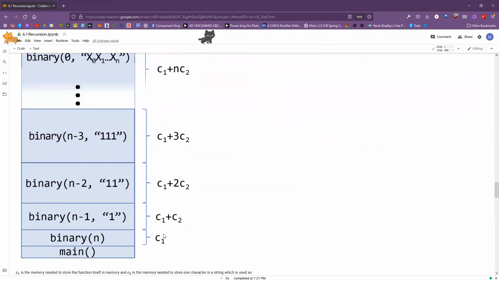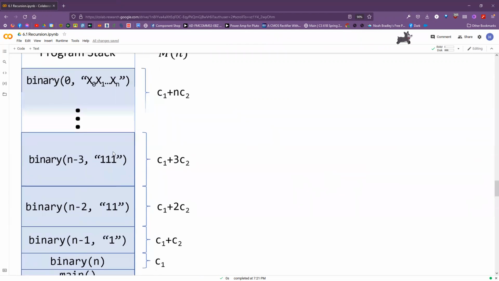Yung initial na call natin will be some constant C1. And the next level will be some constant C1 plus additional space to store yung temporary na variable natin na nagsustore ng current na binary number na tinitignan. So yung C2 na to, lumalaki siya after each function call, as you can see here. So dito 1, dito 2, dito 3. And eventually, pagdating natin ng n digits na number, meron tayong n times C2 na term here for the memory.